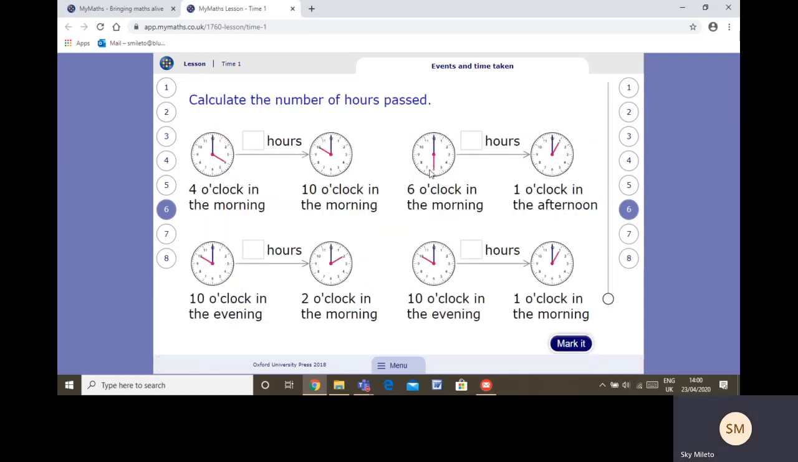So I'm going to leave you to do this because we've gone through it. For example, here, 4 to 10, we would just need to count on the hours: 4, 5, 6, 7, 8, 9, 10, 6 hours. But some of them you might need to go from the evening, 10 o'clock, to 12, midnight, and then from 12 to 2, 4 hours. Okay, I'll leave these two for you to do, please. I trust that you will go on in the lesson and try them.